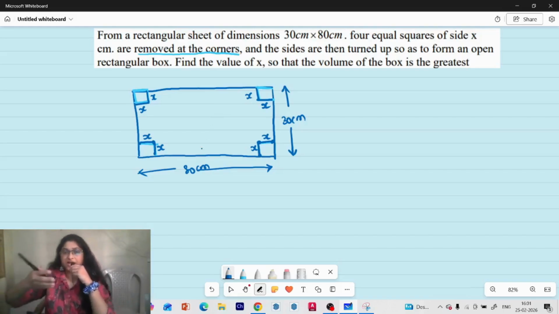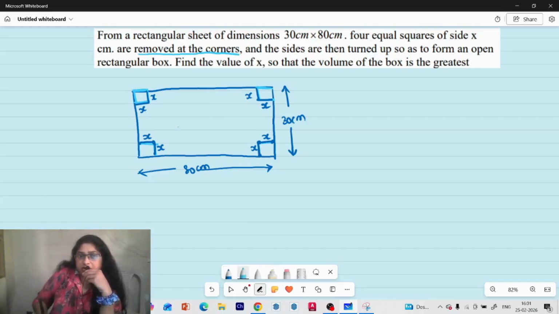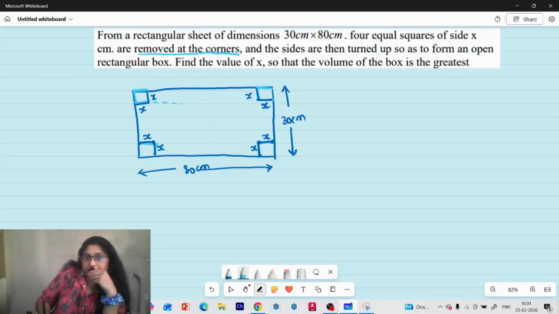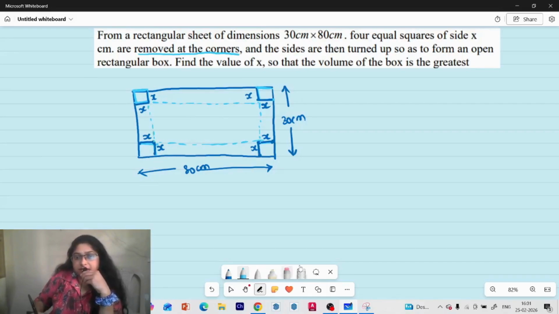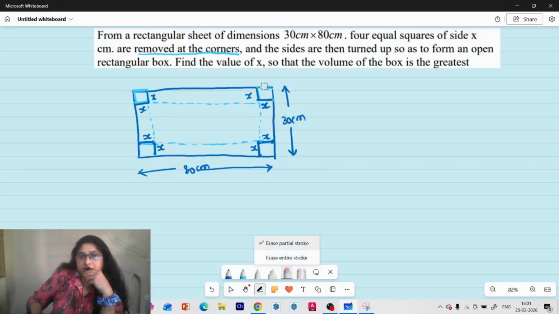Let's just imagine I'm drawing a dotted line here to show you guys. So basically these are the flaps. These flaps are folded up. So let's say I literally erase it and show you how it's going to look. I have cut this part, so I have removed this portion out.